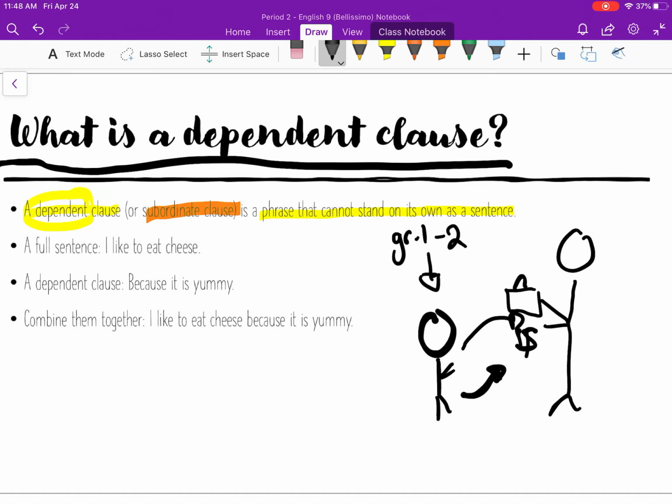So in the same way, a dependent clause needs its kind of parent. It needs its mama, right? In order to help it out with something. It's missing something. It's growing up. It's not quite there yet. Okay, and there's nothing wrong with that, as long as you know how to use them properly.